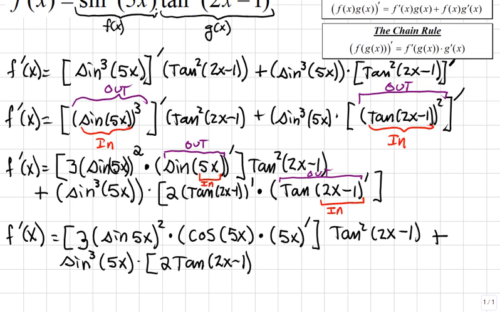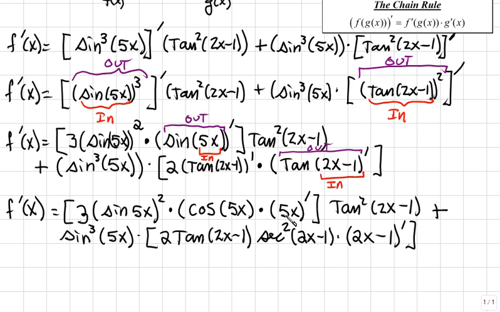So in using the chain rule, this will be the derivative of the outer function, which will be the derivative of tangent, which we recall is secant squared. But we'll leave the inner function alone by writing secant squared of 2x minus 1. But from the chain rule, we need to find the derivative of the inside function. So we'll write down the derivative of 2x minus 1. Next, let's find the derivative of 5x and of 2x minus 1.